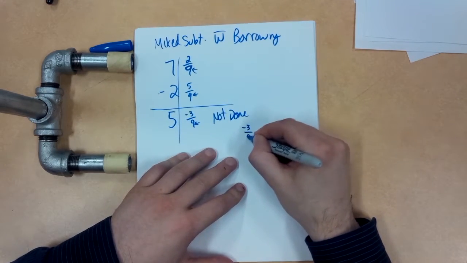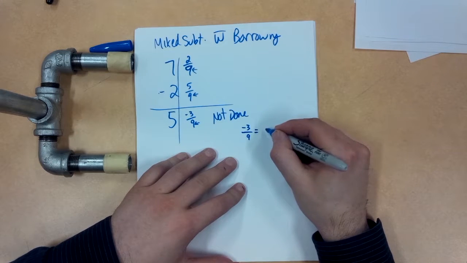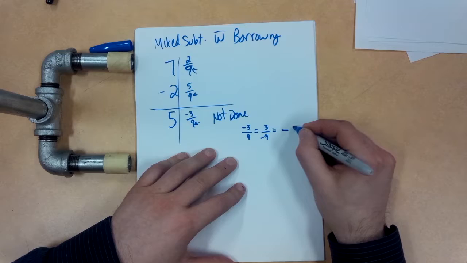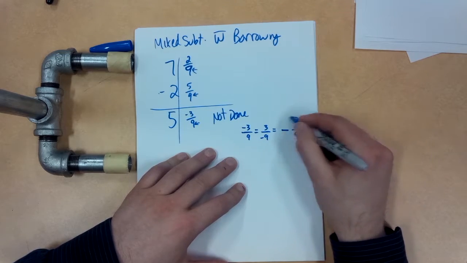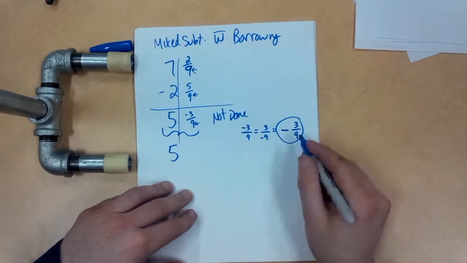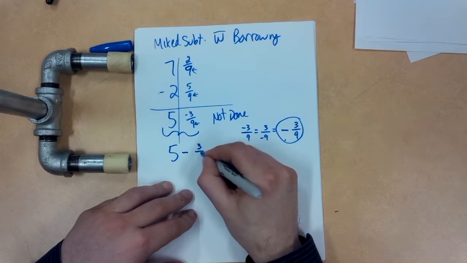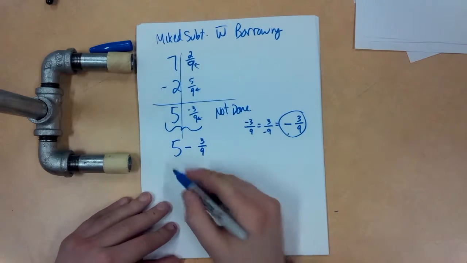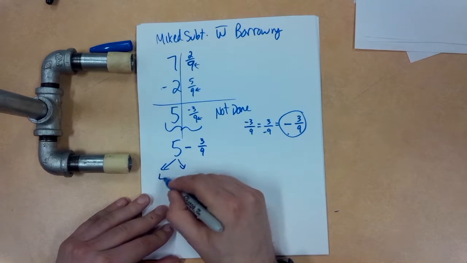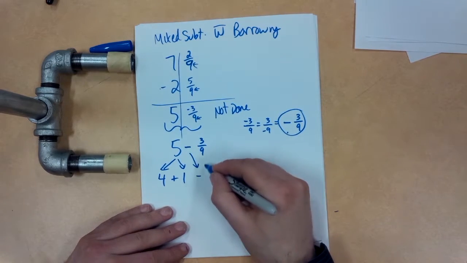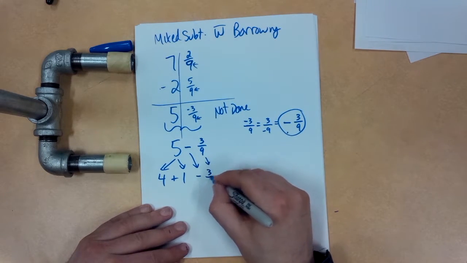Negative 3 over 9 we know is the same as also 3 over negative 9. But it's also the same as this, negative 3 over 9. So if that's true, then what this really is, is 5 minus 3 over 9. So we're actually just simply not done. Here's what we're going to do at this stage. I'm going to break this 5 down to a 4 plus a 1. I'm allowed to do that, right? And then I'm going to put that negative sign in the 3/9 there.